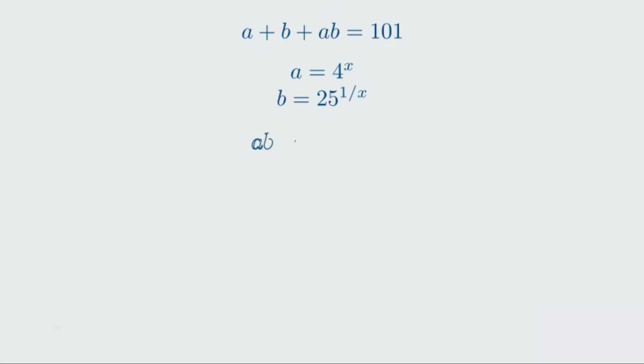Let's multiply a by b. This gives us 4 to the x times 25 to the 1 over x. This doesn't seem to simplify easily.